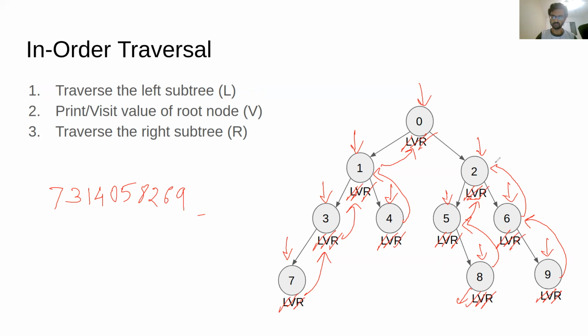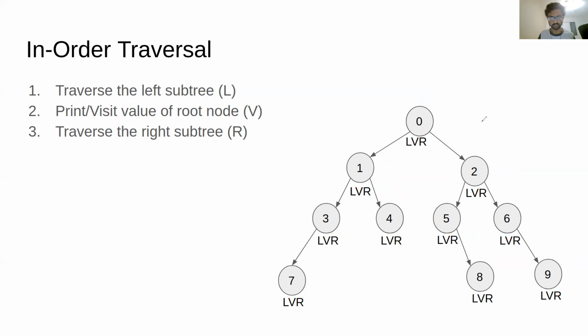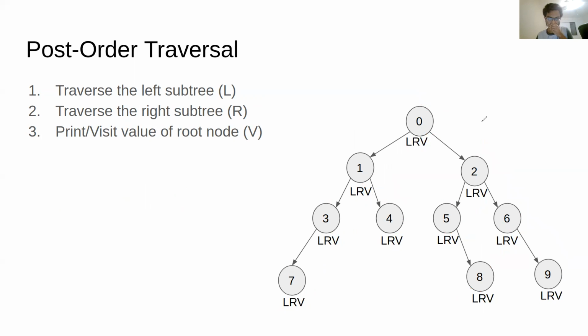We go to the parent of 2, which is 0. We check here LVR is complete. And 0 has no parent because 0 is the root. Hence, we can conclude we have traversed this tree. And the output is 7 3 1 4 0 5 8 2 6 9. Now we'll look at the other type, the third type, which is the post order traversal.